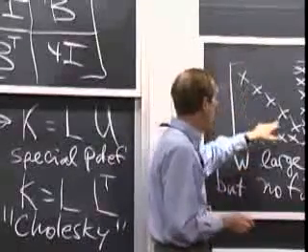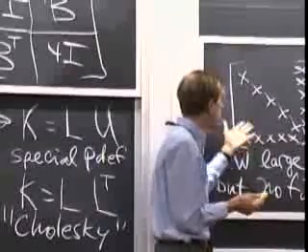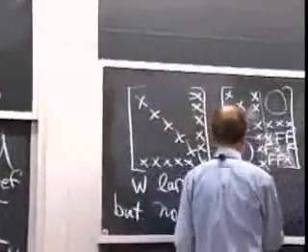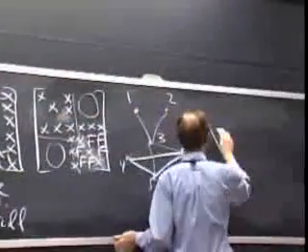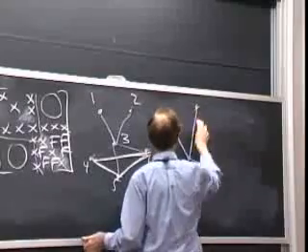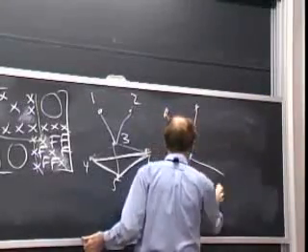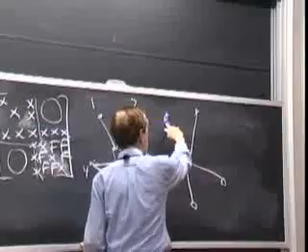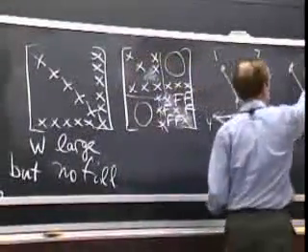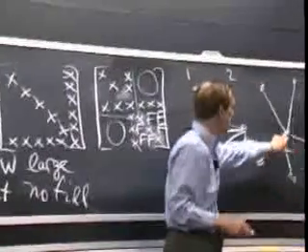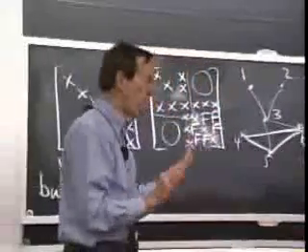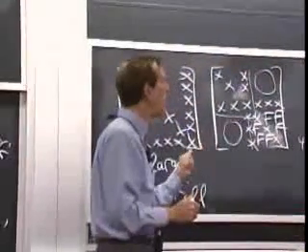So what are the degrees of these? Let me redraw the graph before the fill-in. 1, 2, 3, 4, 5, 6. So I've got 6 nodes. That has degree 1. It's connected only to one other node. Actually, all these have degree 1, and this one has degree 5. 5 edges are going out of it.